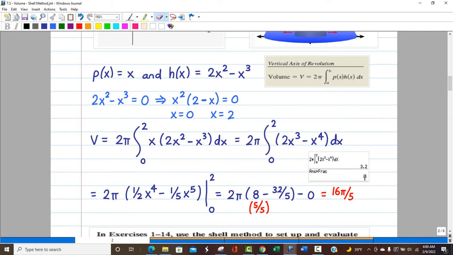Plug in 2, plug in 0. 1/2 of 16 would be 8. 2 to the fifth is 32. You get minus 32 over 5. And I'm just putting a 5 over 5 over here to kind of show you the common denominator.